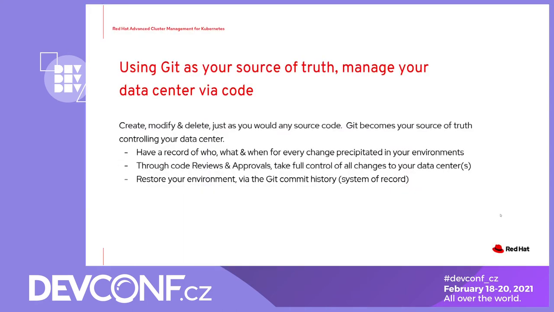So what's GitOps? A brief introduction. GitOps is a way of deploying applications or configurations to your Kubernetes clusters using Git as your main source of truth. That means that every object that you want to get created, modified, or deleted on your clusters will be stored in a Git repository. And that way, you will have a record of who, what, and when a change was done in your environments.